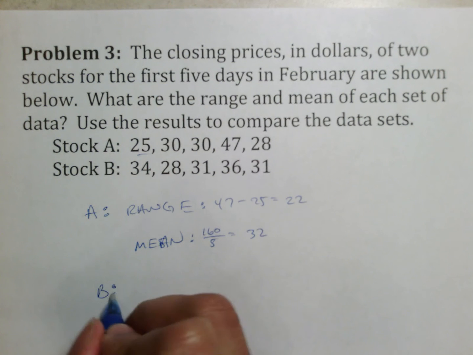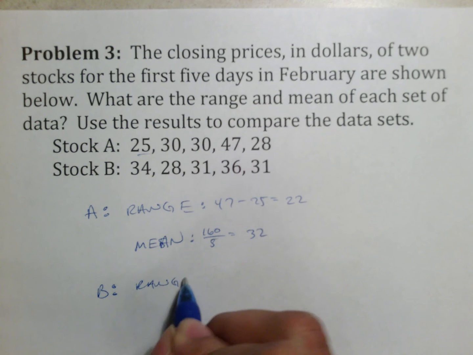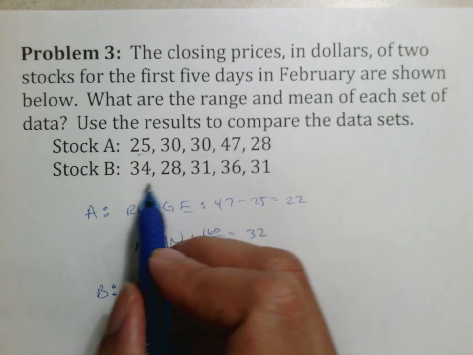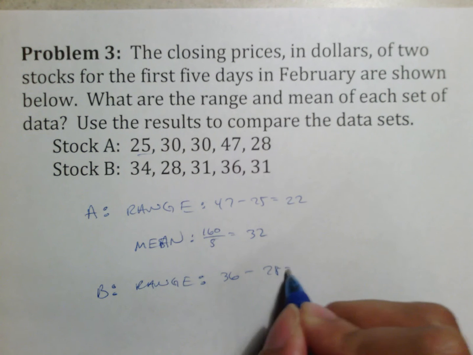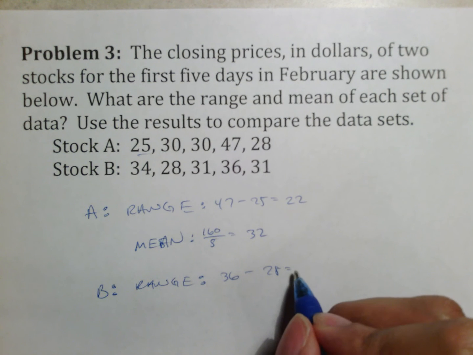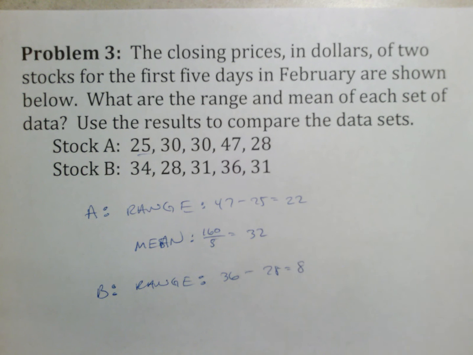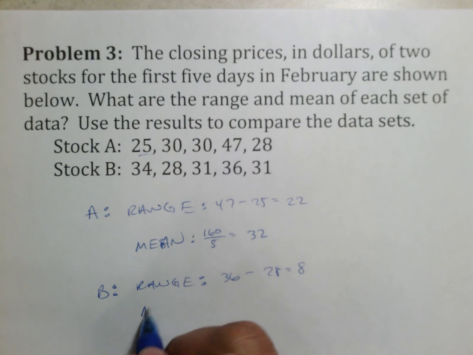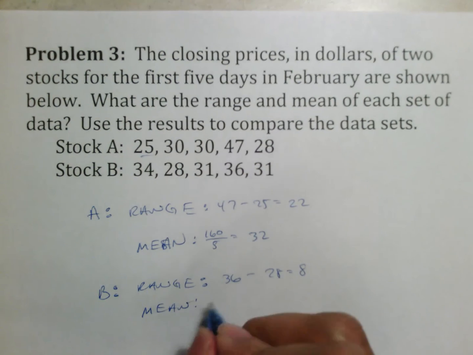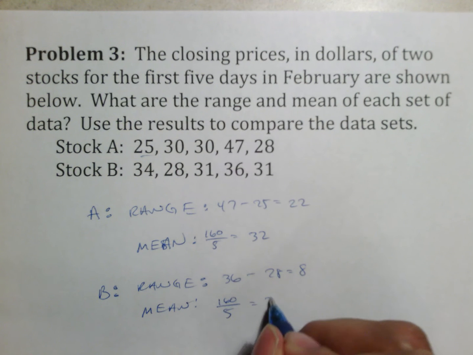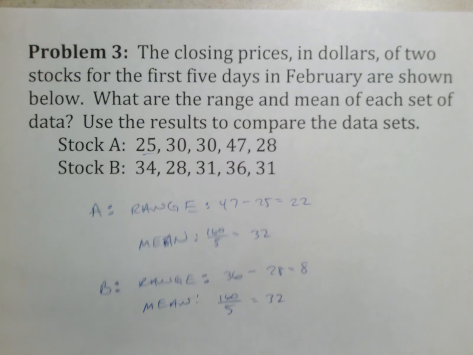Looking at set B, the range, highest number is 36, looks like. Lowest number is 28, which gives us a range of, I believe that's 8. And then again, if we were to find the mean, it means add all those up. 34 plus 28 plus 31 plus 36 plus 31, which is 160, divided by 5. Notice we have that up there, and you get the same mean.